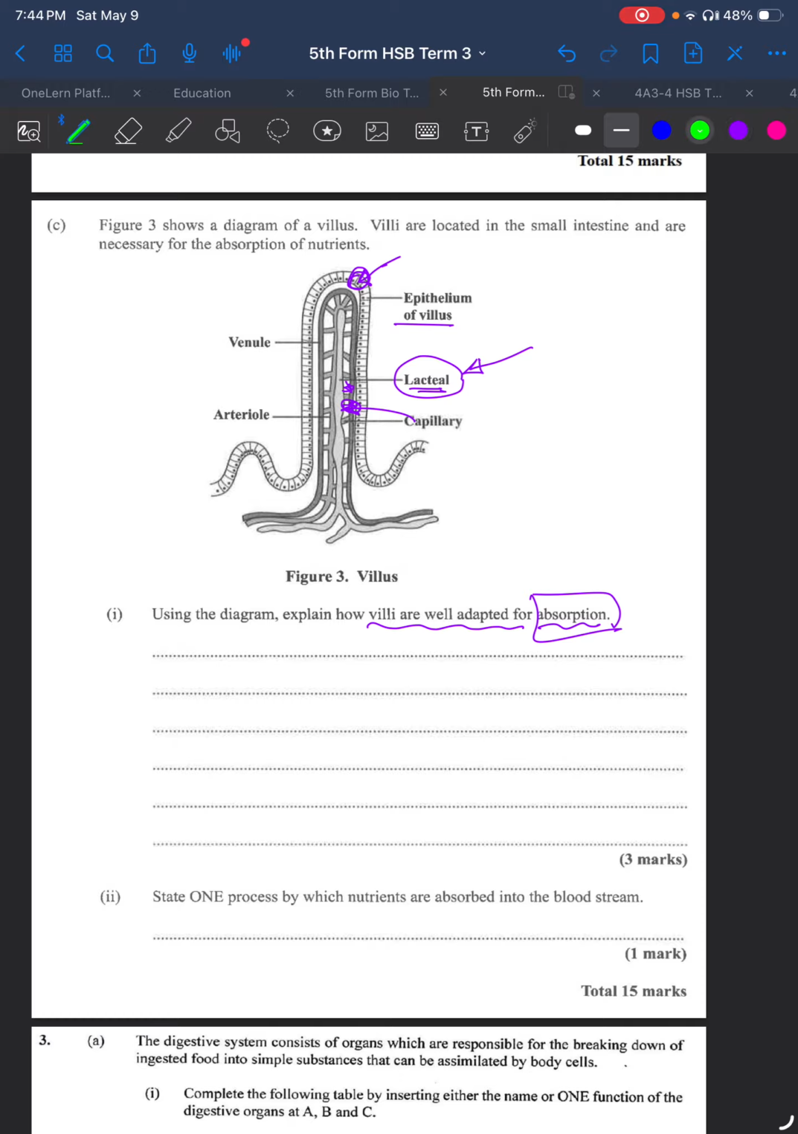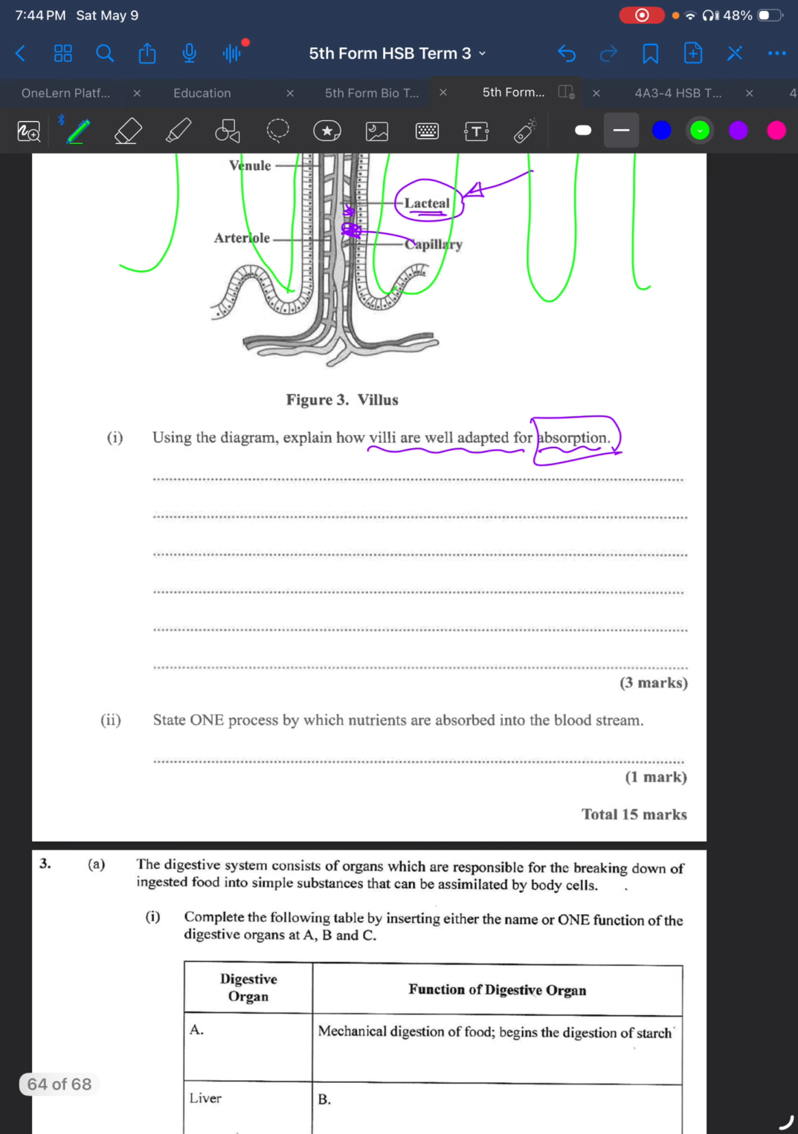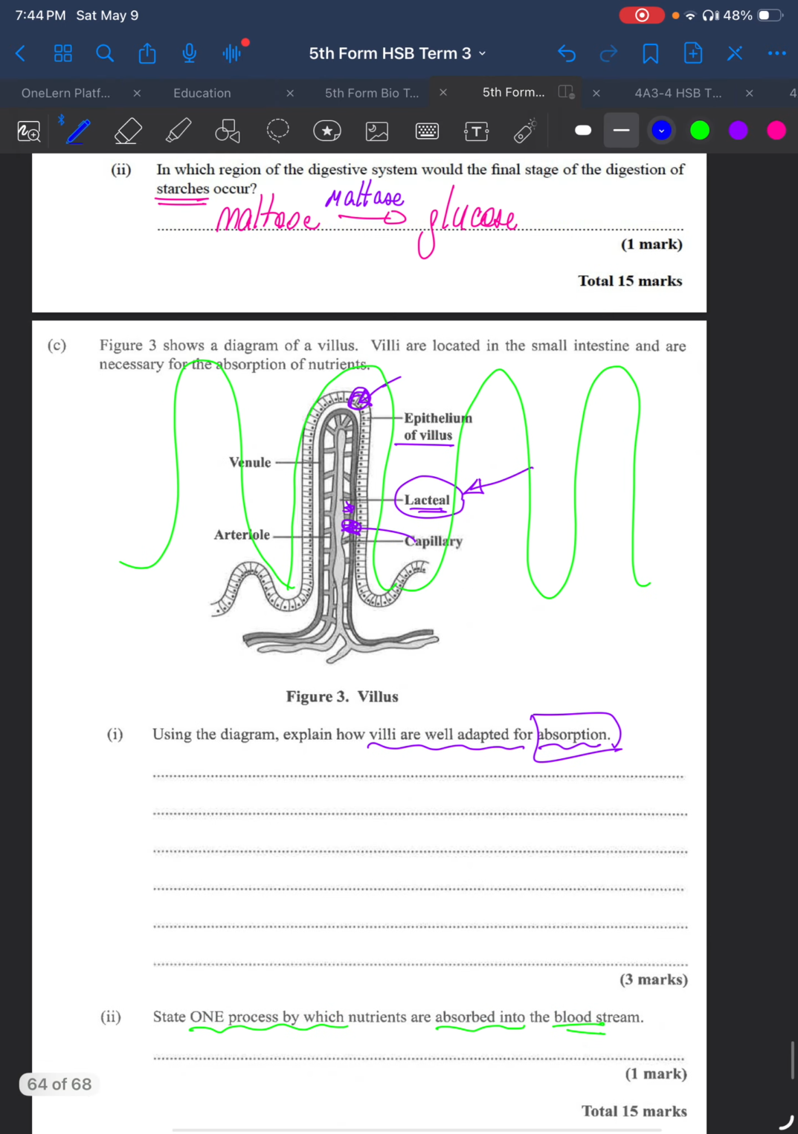And last but not least, because of this great folding shape, it increases the surface area to volume ratio of the small intestine big time, giving you a larger amount of space for absorption. State one process by which the nutrients are absorbed into the bloodstream. Well, one that you always have to remember: diffusion, moving from high to low concentration.